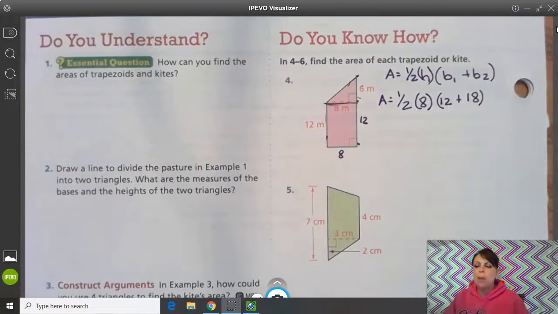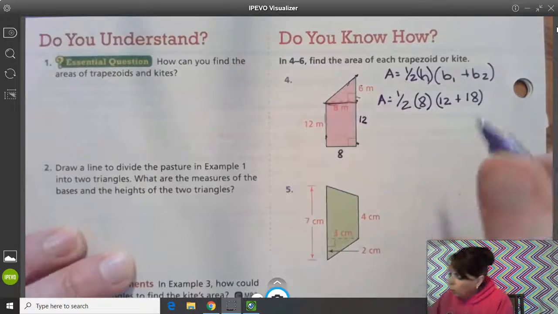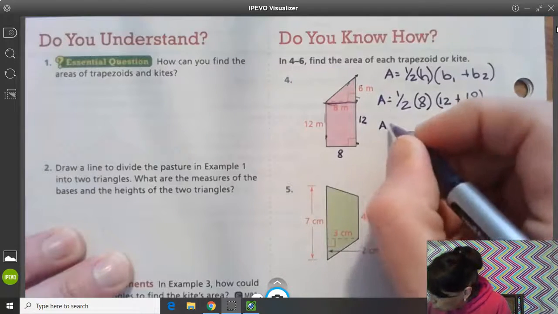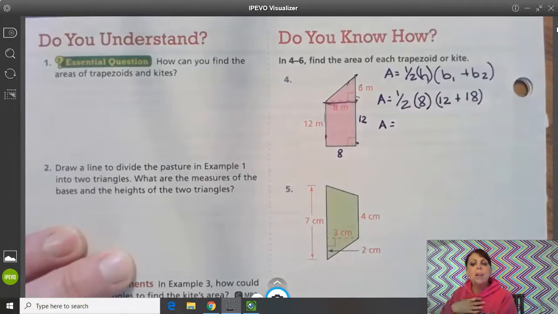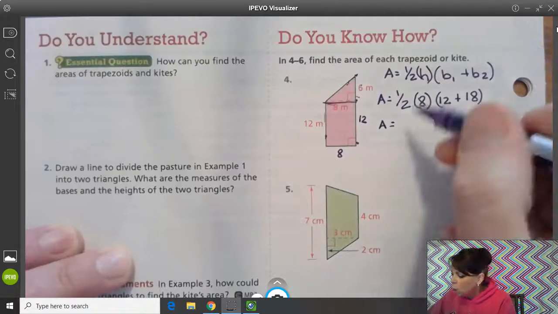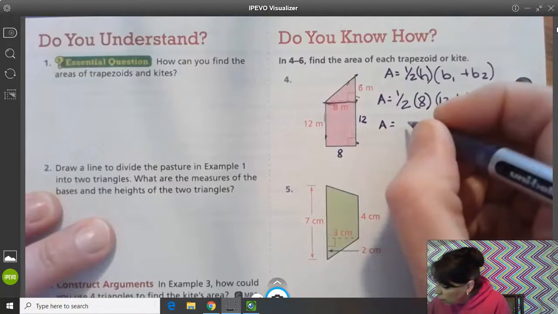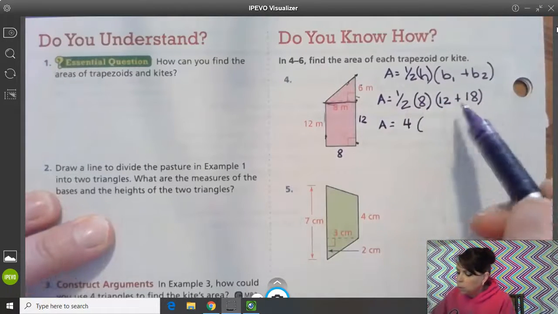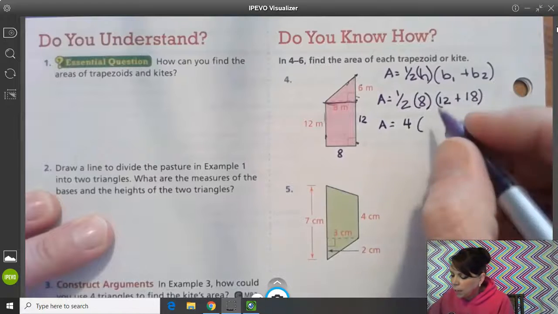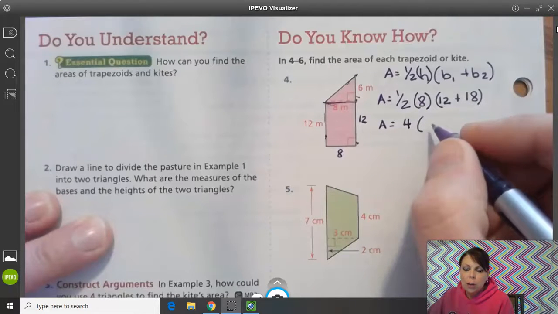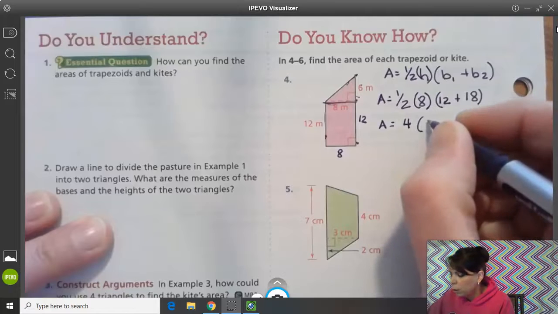Okay, I hope you're following me on that. We're going to do more examples, so don't panic if you're not. So now you've got area equals, and this is where I'm going to put in the shortcut. Okay, this is what I think is the simplest to do and saves you some steps of work. So half of 8. I'm just going to do that right now. What is half of 8? It is 4 times 12 plus 18. Add that up in your head real quick. You should have gotten 30.